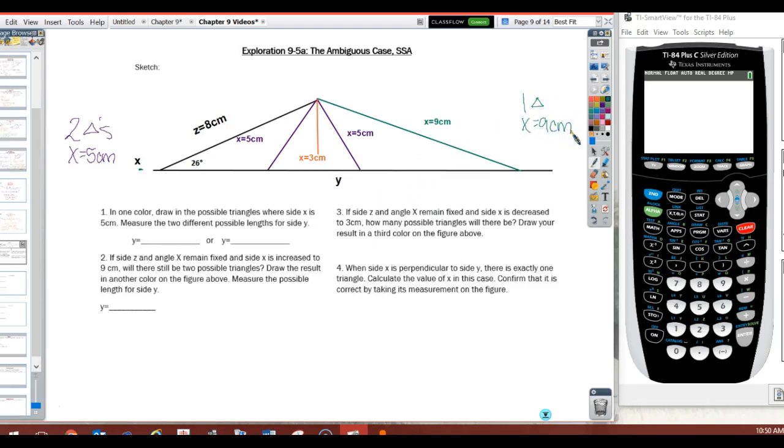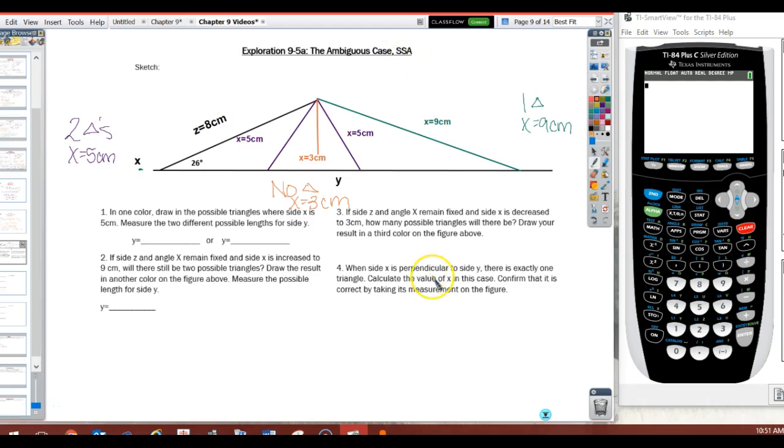The third case that we looked at is if X was 3 centimeters, Z stayed as 8, angle X stayed as 26, so again, side, angle. And when X was 3 centimeters, it didn't reach. And so there were no possible triangles when X was 3 centimeters. And so these are the three different things that can happen depending on your set of information, but all of these come from the side-angle case.